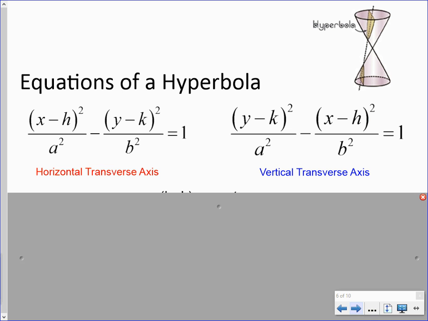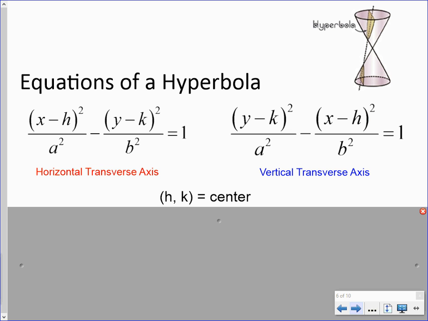H and k are still going to represent the center point. Okay. HK will always come in that order. H is the x coordinate, k is the y coordinate. So you'll have to pay careful attention if it looks like y squared minus x squared. You have to write your h first and then your k. So it goes out of order.